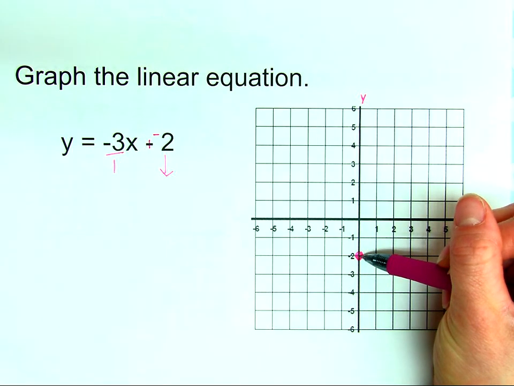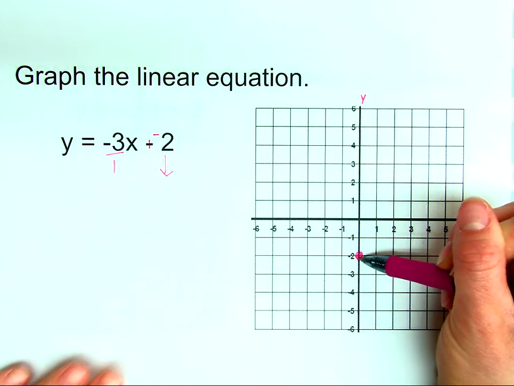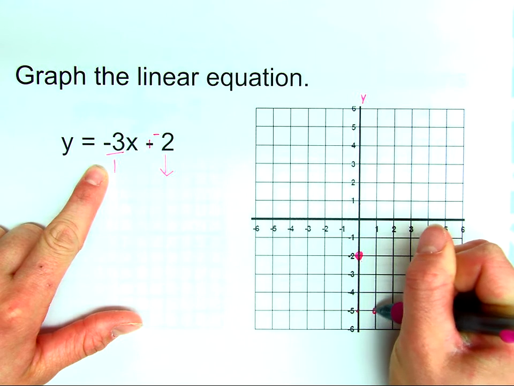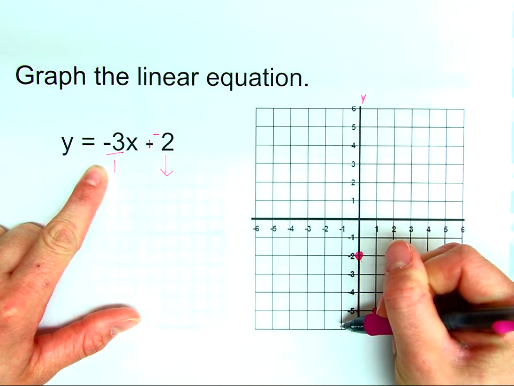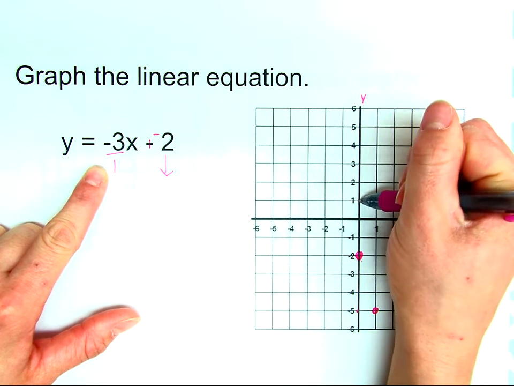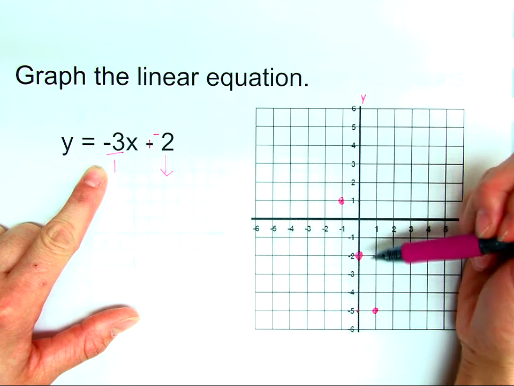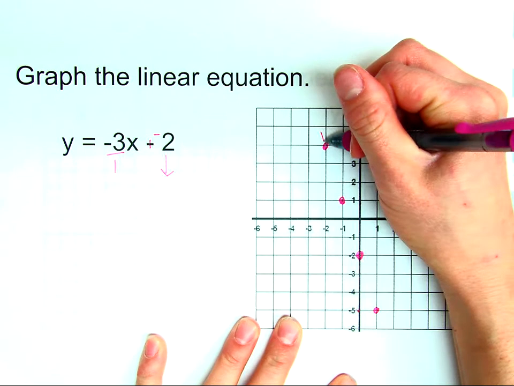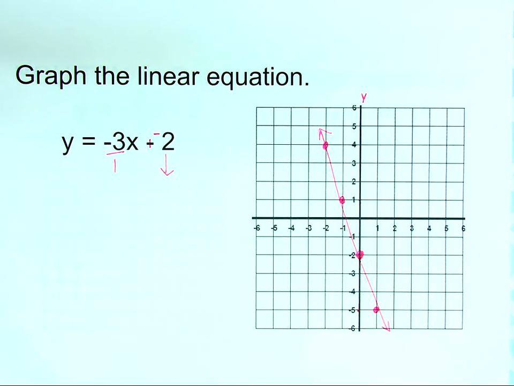My rise of 3, I can go up 3 or down 3, which means I can do it both ways this time. Say I go down, then my run to make this slope negative means I have to go to the right, because that's going to make my negative line. If I went to the left, that would be positive, so I don't want to do that. If I go up 3 to make it negative, I would go to the left. See how I can do it both ways, and actually that's all on one line. If I keep going up 3 to the left 1, I can extend my line even further. Draw your straightest line you can, and that is the line for this equation.